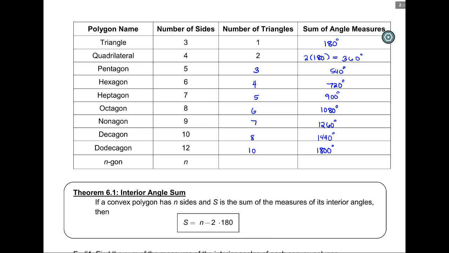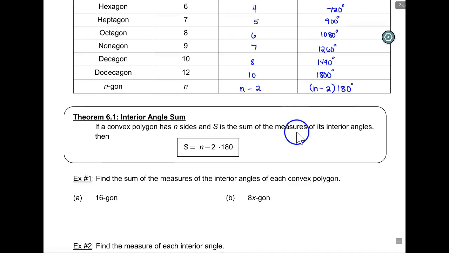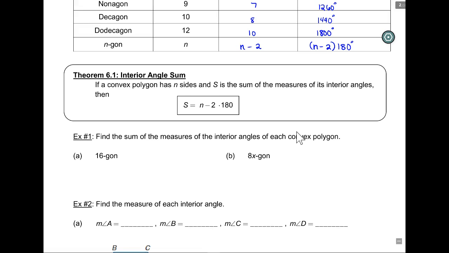Now, okay, so what we're basically looking for is a pattern relating the number of sides to the number of triangles. If you look at each of these and the number of sides, it's always 2 less than. So if there's n sides, then there are n minus 2 triangles. Therefore, the sum is always going to be n minus 2 times 180, because that's how many triangles. So the sum will have to be the number of triangles times 180 degrees. So this is our interior angle sum. Again, this is going to be true for convex polygons only. And here it is, n minus 2 times 180.